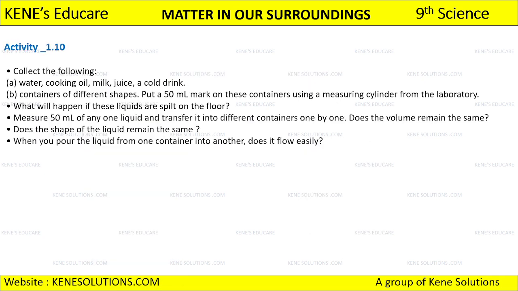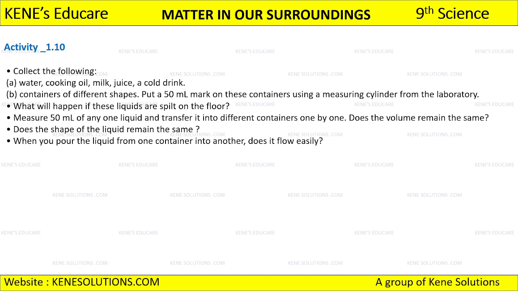After this, we have Activity 1.10 to discuss before we start with it. What is this activity? Collect the following: water, cooking oil, milk, juice, and a cold drink. And then you have to collect containers of different shapes. Put a 50 ml mark on the containers using a measuring cylinder from the lab.